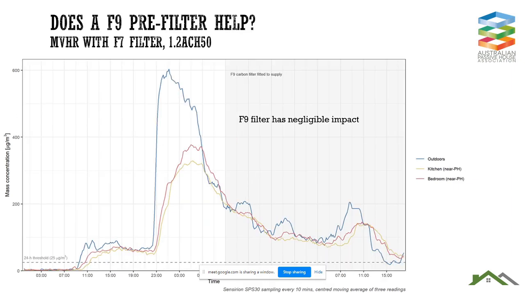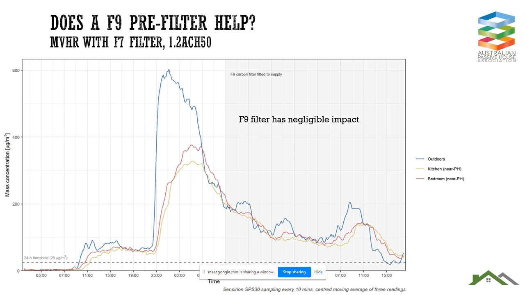So the next thing that we tried in our case was to put an F9 filter. The higher numbers, as Joel will talk to shortly, indicate a higher level of filtration, so it should capture some of the finer material. Here I've put an F9 filter on the supply run upstream of the mechanical ventilation, which is not really what you ought to do, but it was easy to do for what was in effect a $10 car air conditioning filter, to see what effect that would have.